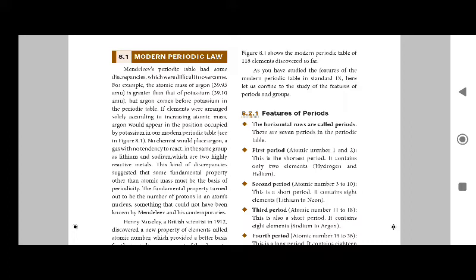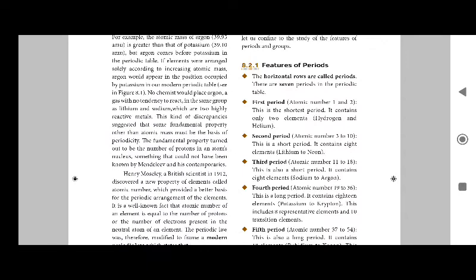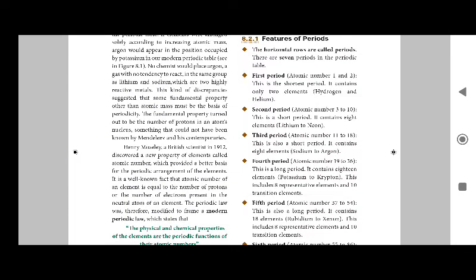This kind of discrepancy suggested that some fundamental property other than atomic mass must be the basis of periodicity. The fundamental property turned out to be the number of protons in an atom's nucleus, something that could not have been known by Mendeleev and his contemporaries. Henry Moseley, a British scientist, in 1912 discovered a new property of elements called atomic number. What did it provide? It provided a better basis for the periodic arrangement of elements.